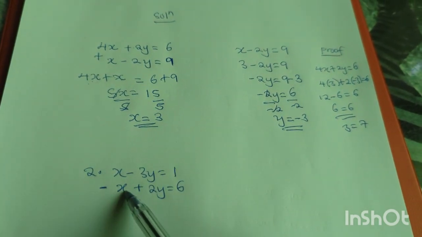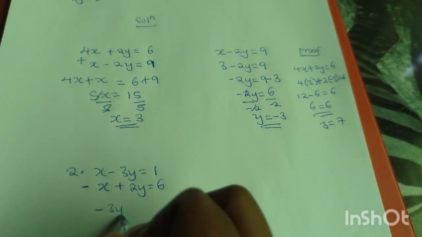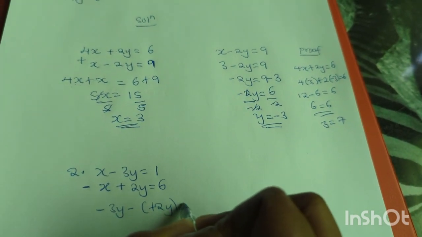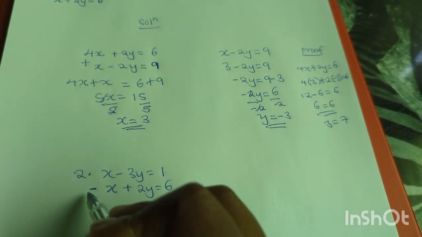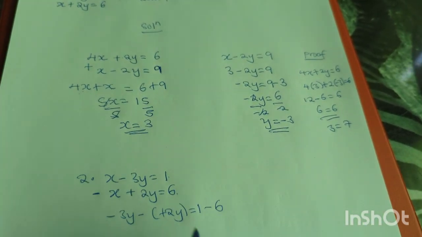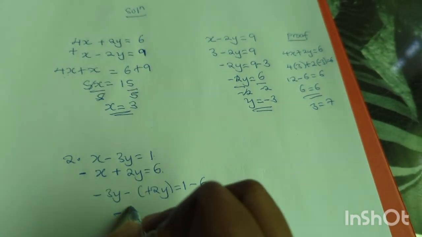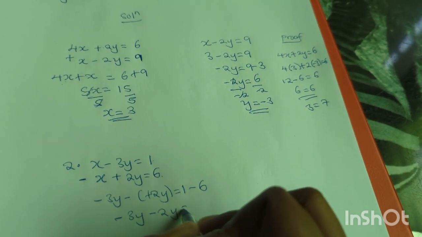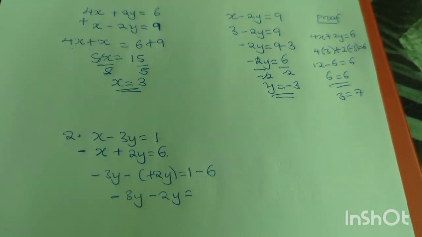So x minus x, 0. Then the next one will be negative 3y minus positive 2y equals 1 minus 6. 1 minus 6. Then negative by positive, that's negative. So it will be negative 3y minus 2y equals 1 minus 6. So these are integers now.